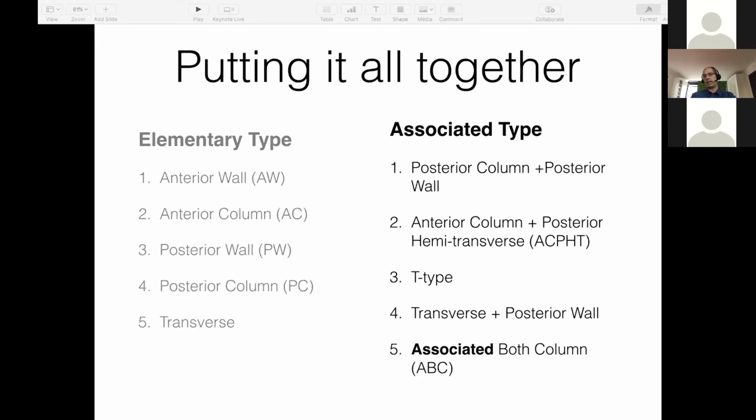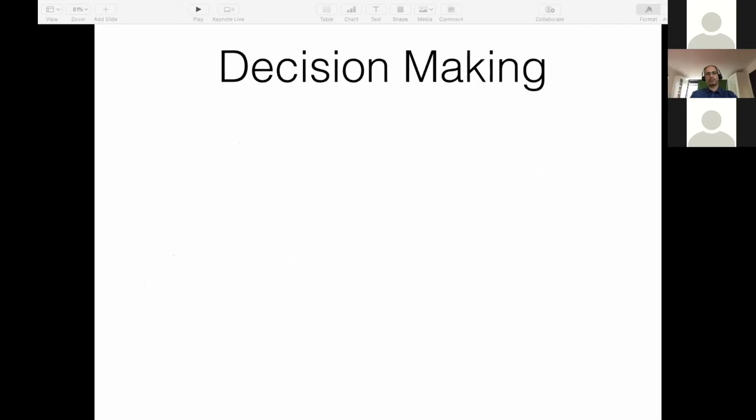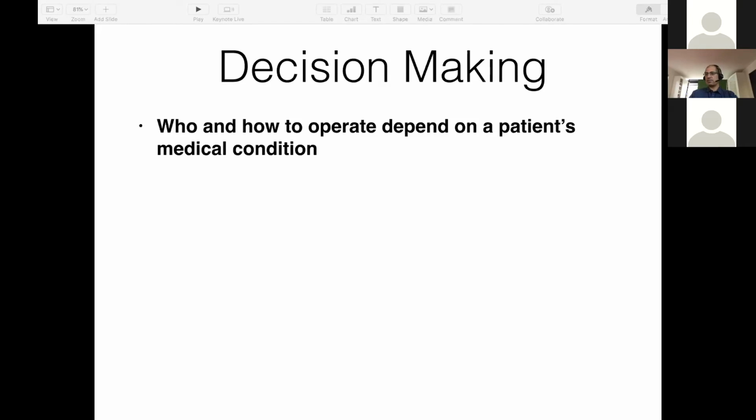Remember, I'm not talking about the associated both column, which is a particular associated type, but I want you to tell me in the chat which elementary and which associated type fractures include injuries to both the anterior and posterior column. All right, how about decision making? We're going to wrap this up in the next 5 minutes.